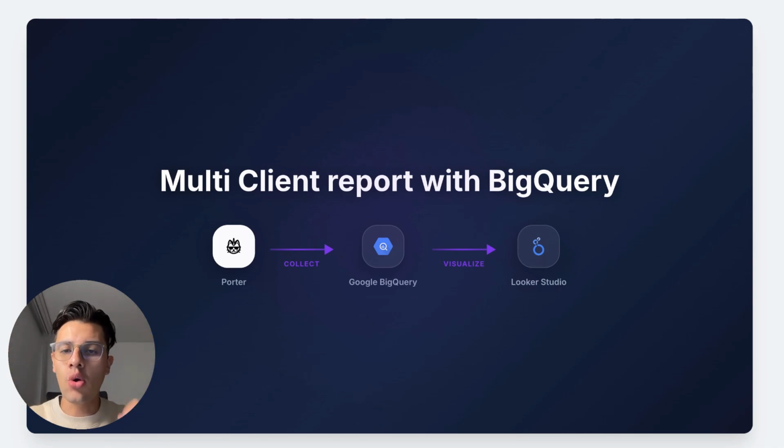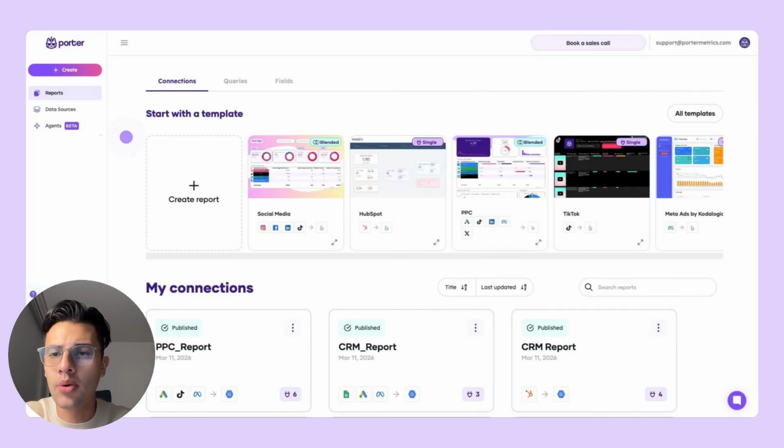In this video, we are going to see how we can create a multi-client report using BigQuery. We are going to create the tables inside Porter Metrics, send them to Google BigQuery, and then connect the BigQuery tables to Looker Studio to create our dashboard. Let's go. I'm already logged in to my Porter Metrics account.